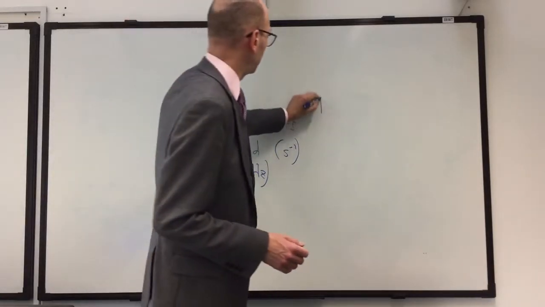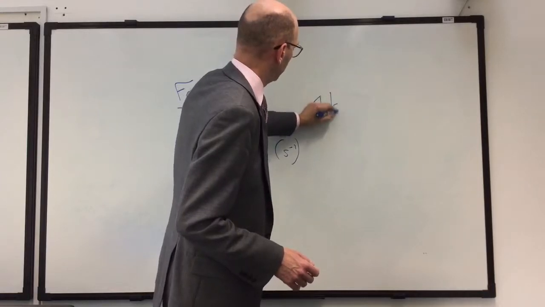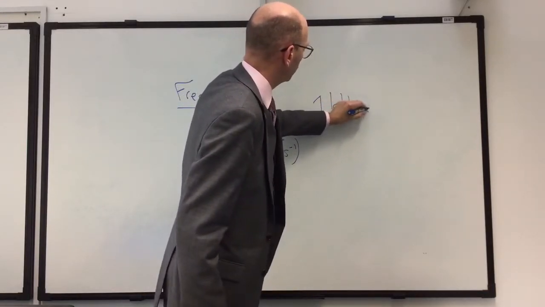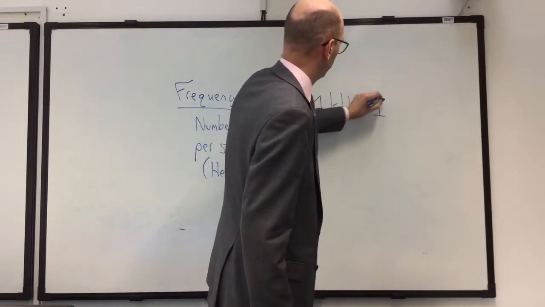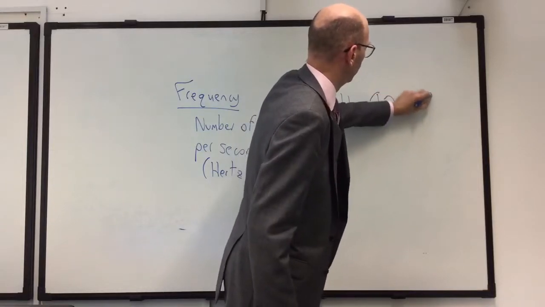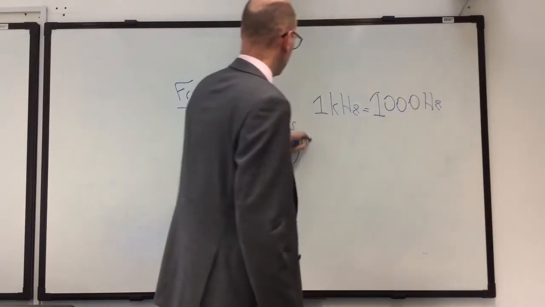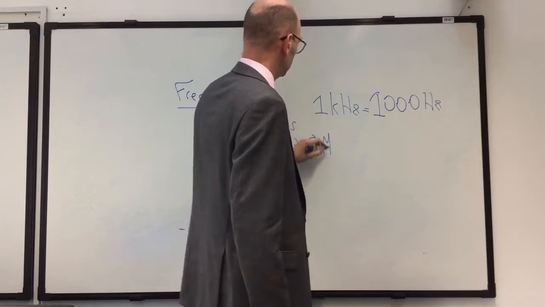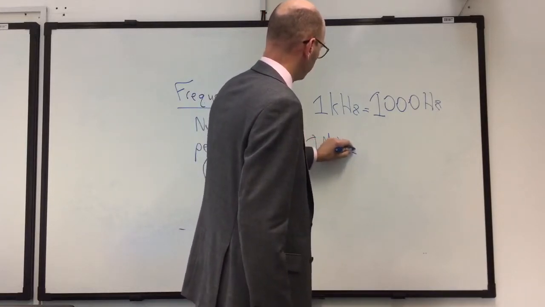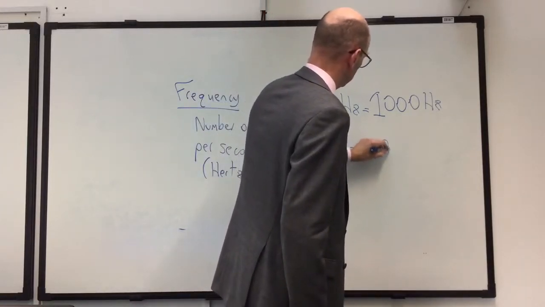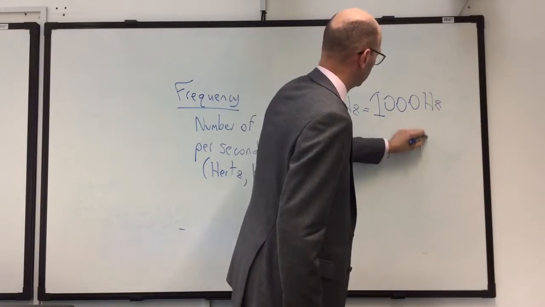You also need to remember things like a kilohertz. A kilo is 1,000, so 1 kHz, 1 kilohertz would be 1,000 hertz, 1,000 waves per second, and a megahertz would be 1,000,000 waves per second.